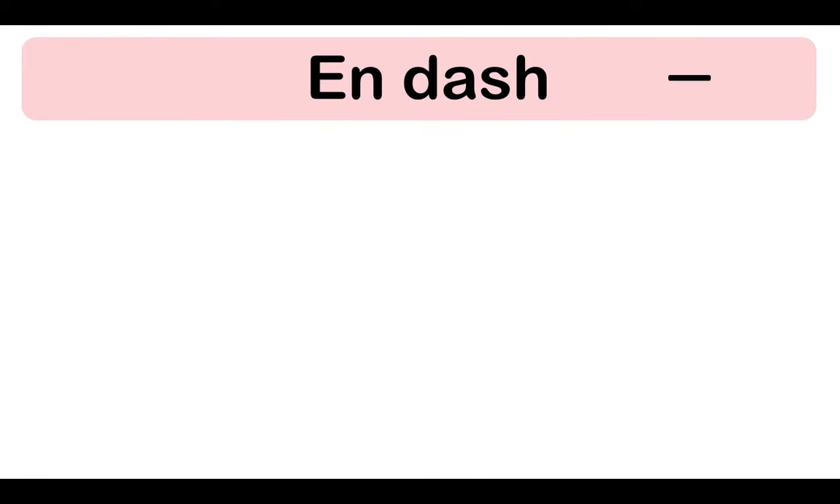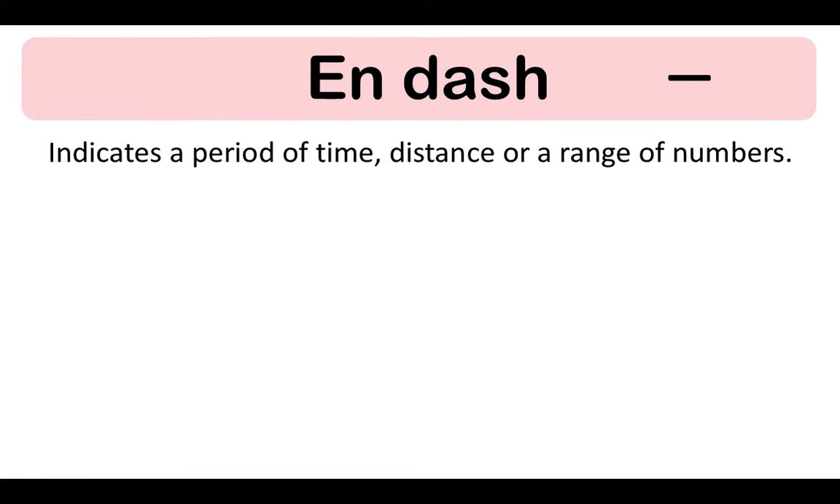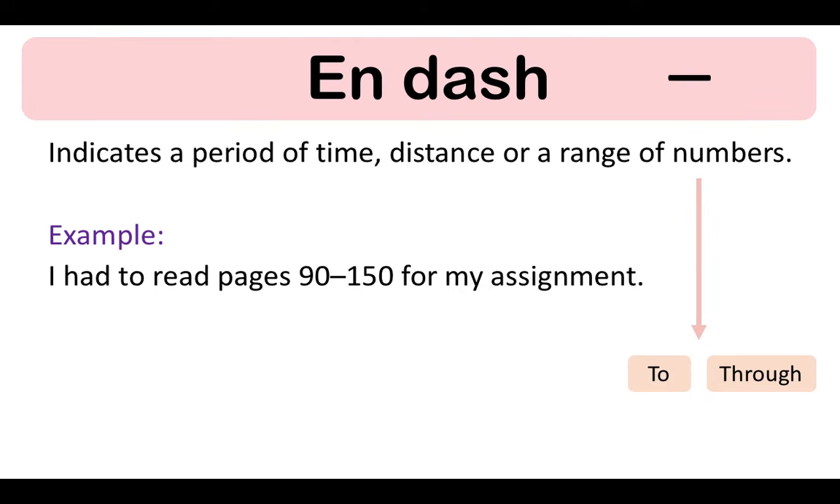En dash. The en dash is slightly longer in length than the hyphen and shorter than the em dash. This dash indicates a period of time, distance, or a range of numbers. Think of it as "to" or "through." For example, I had to read pages 90–150 for my assignment.